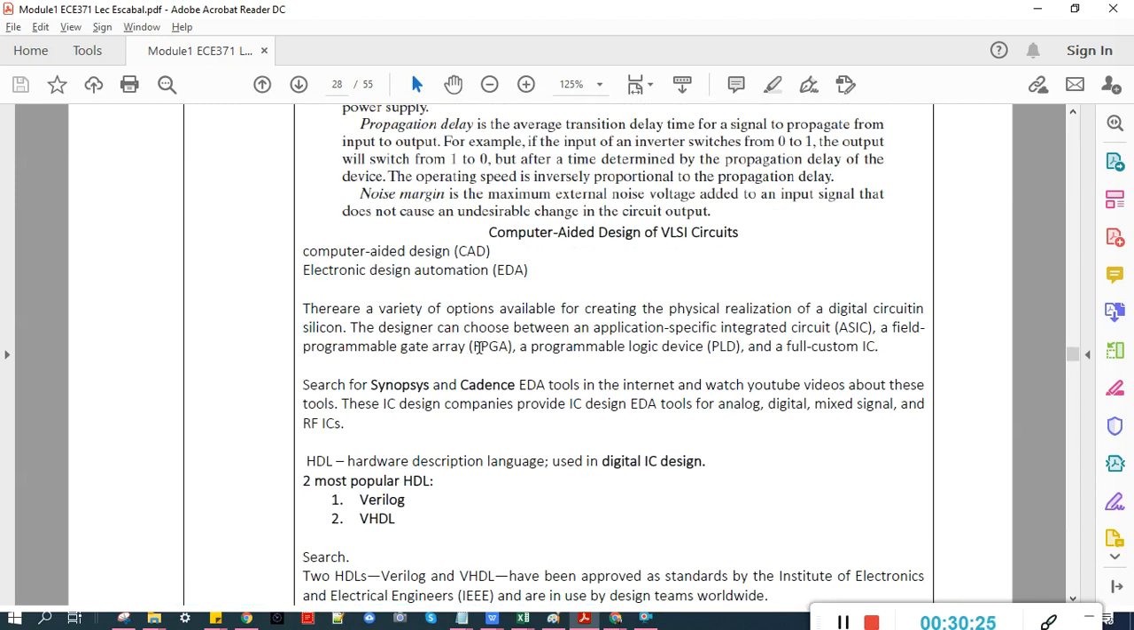About FPGA, I want to say something about FPGA. There are FPGAs available in the market, and there are also FPGA training kits or development boards that you can buy. This is good for practicing digital IC design, and most, I think, FPGAs are capable. FPGAs use Verilog, either Verilog or VHDL.